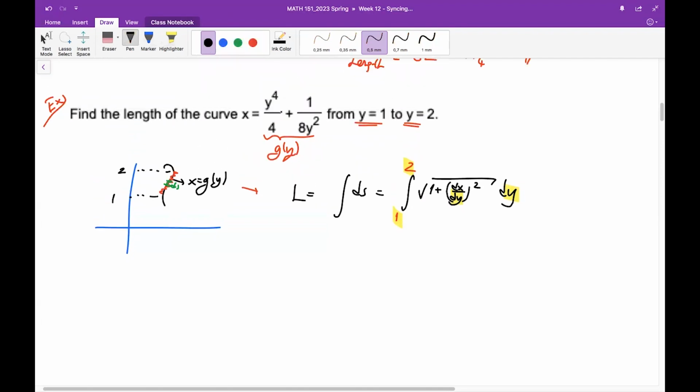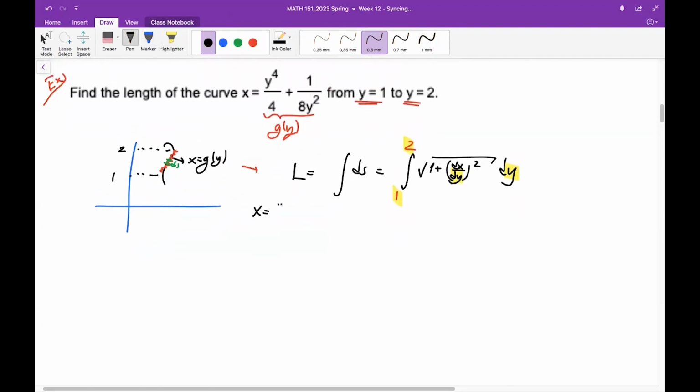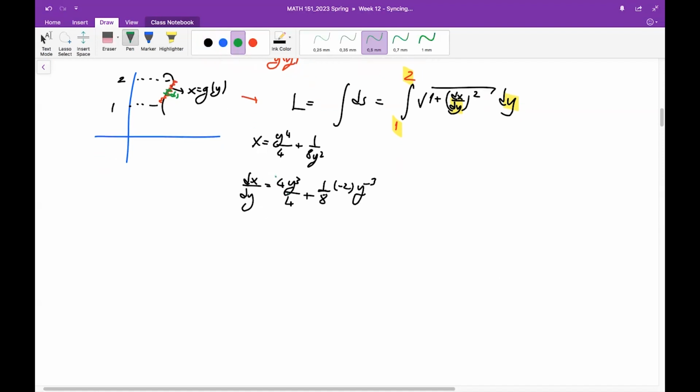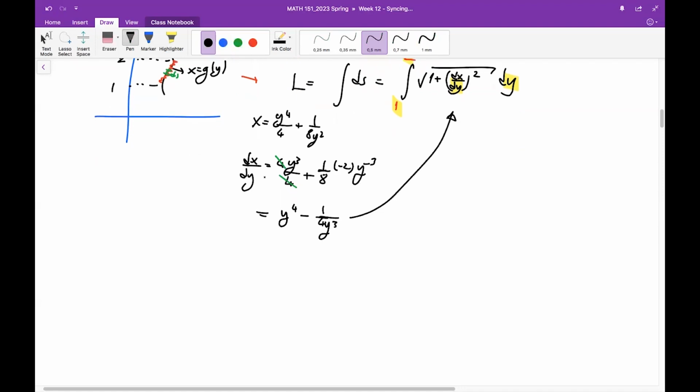So now, time to compute. x is given with this expression, y to the power 4 over 4 plus 1 over 8 y squared. dx over dy we want to find. So 4 comes down, y cubed over 4 plus 1 over 8 is just a constant there, y to the power minus 2. So you take minus 2 down, and then you subtract 1 from the power. So after doing the simplifications, you see that the first derivative function is given by y cubed minus 1 over 4 y cubed. Okay, let's insert this into our formula.